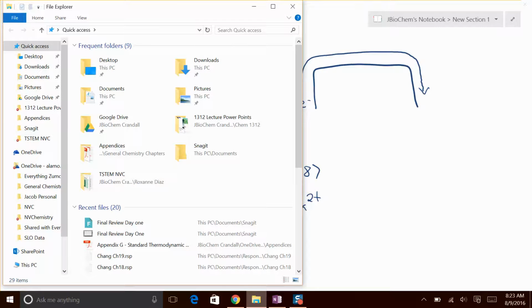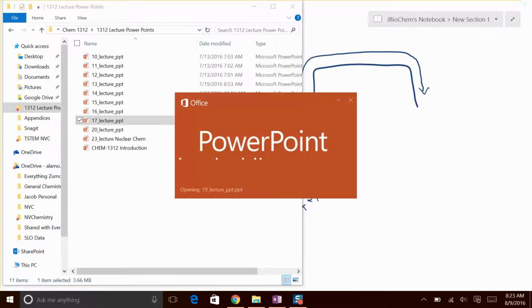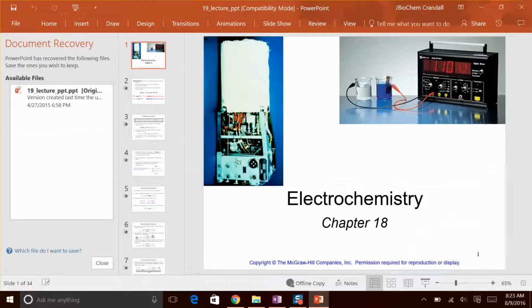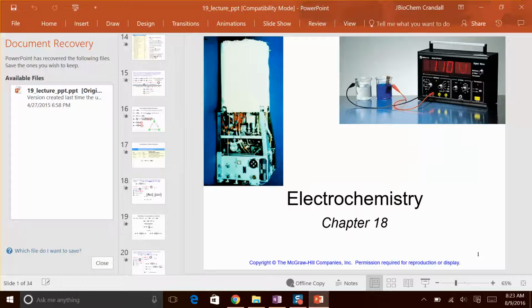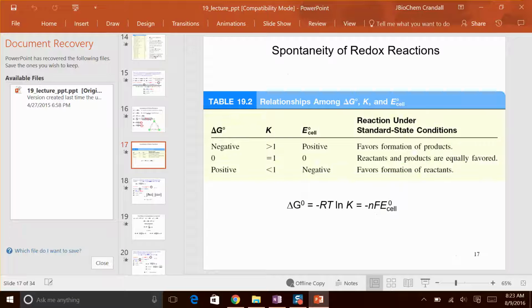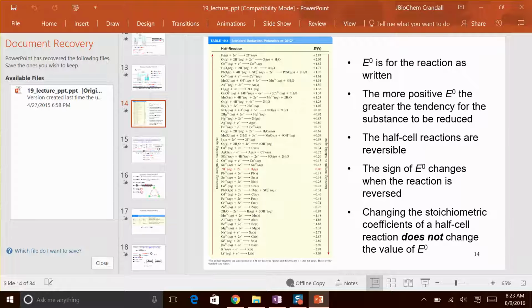What chapter is it? 17? This chapter should just be dropped. Guys, there's a lot of stuff that you've learned in this chapter. Okay, so where is it saying it? Here we go, right here, number 14. It says the sign of E naught changes when the reaction is reversed. And we just proved that, right? But you don't switch the sign of the reduction potentials. They have to stay the same always, okay?